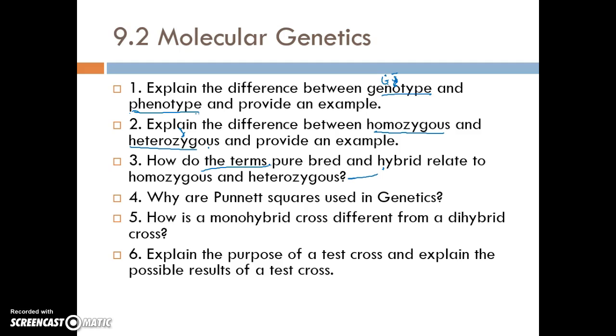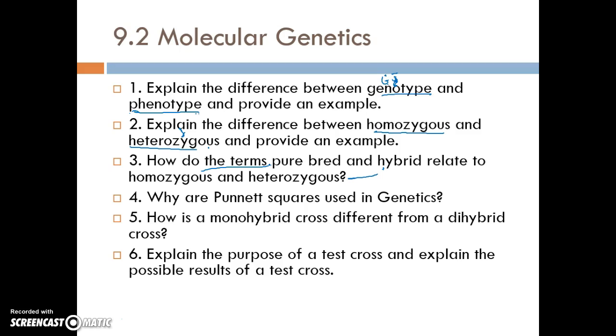Okay, number 5, a monohybrid cross, and how is it different from a dihybrid cross? So a monohybrid cross is our typical 4-box cross, and we're looking at one trait. A dihybrid cross is 16 boxes, a 4x4 grid, and we're looking at 2 traits being passed on together, and the probability of those 2 traits being passed on together.